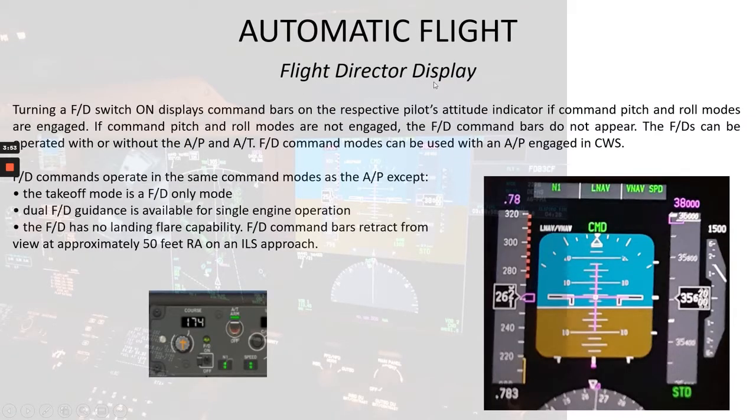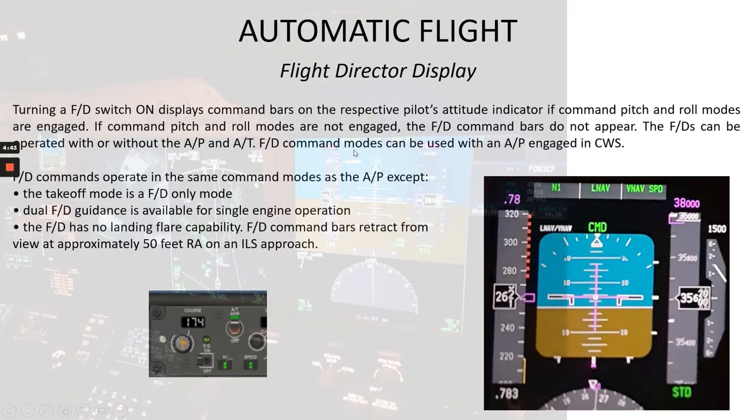Now if we talk about the flight director display, turning a flight director switch on, we can do it here. Remember, this is in the MCP. Display its command bars on the respective pilot's attitude indicator if command, pitch, or roll modes are engaged. So here you can see those command bars. If command, pitch, and roll modes are not engaged, the flight director command bars do not appear. The flight directors can be operated with or without the autopilot and autothrottle.